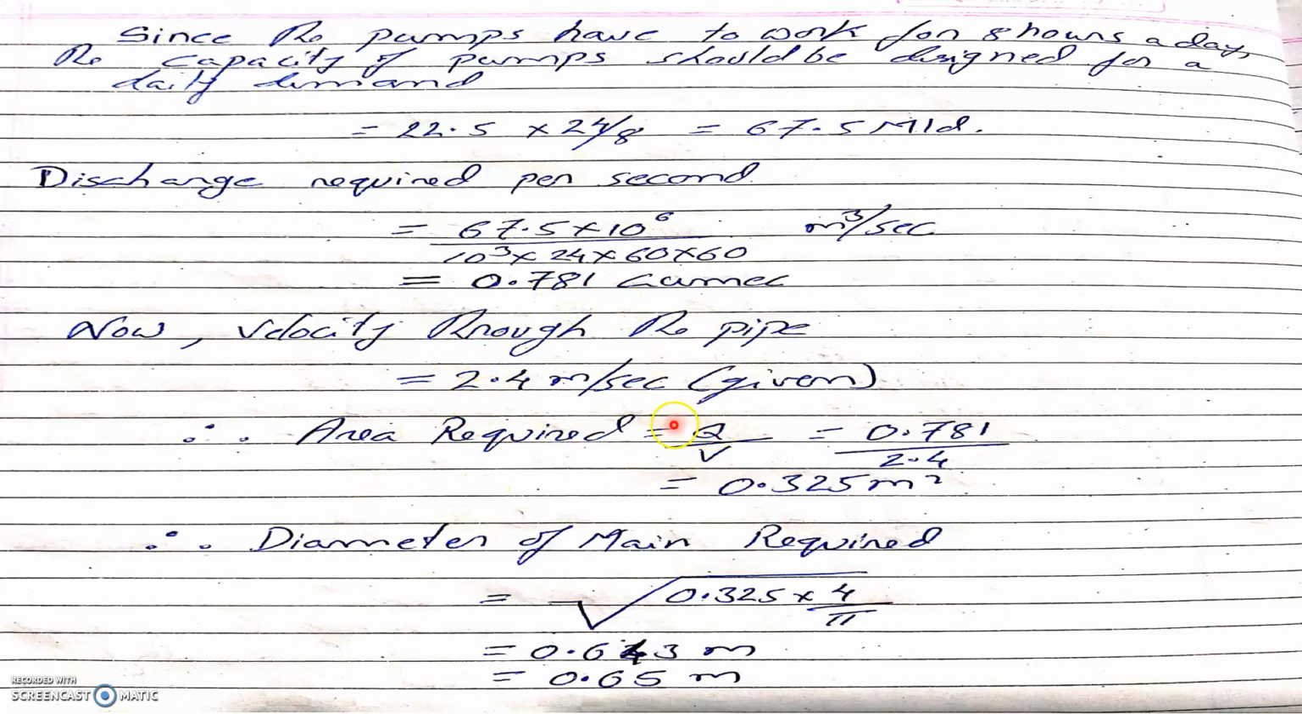You know that the velocity is already given, that is 2.4. So what will the area be? The area is nothing but Q by V. When you divide Q by V, you get a value of 0.325, which is the area of the pipe. So D equals the square root of A into 4 by pi. When you do it, you get a value around 0.65 meters. So 0.65 meters will be the diameter of that pipe.